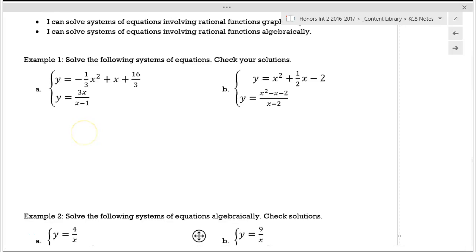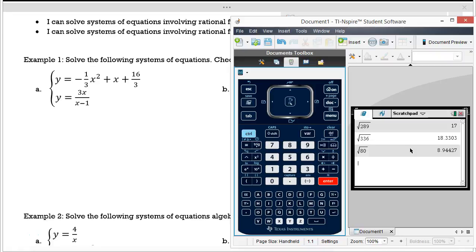And 7C Part 2 is all about solving systems of equations. Our systems of equations are going to involve a rational function since we're in the rational functions unit. So we're going to solve systems by graphing and algebraically, both graphically and algebraically. Graphically is the easier of the two, I promise you. The first two we're going to solve graphically.